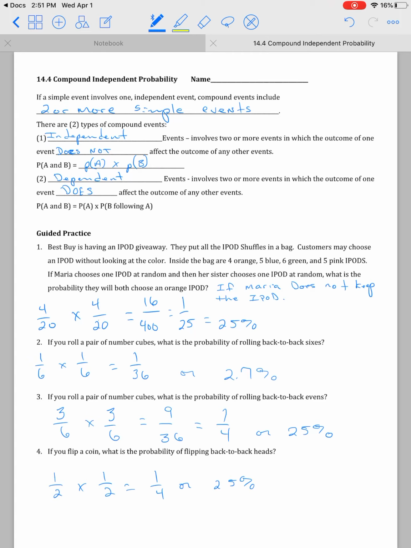Independent events involve two or more events in which the outcome does not affect the other event. Say flipping a coin and rolling a dice. They're different objects, they don't affect each other.